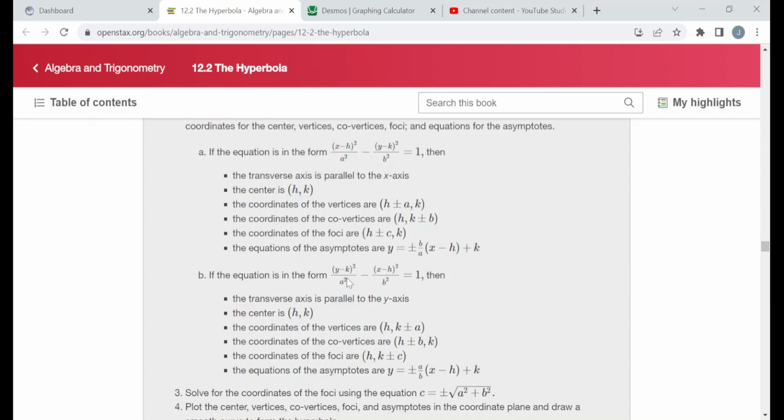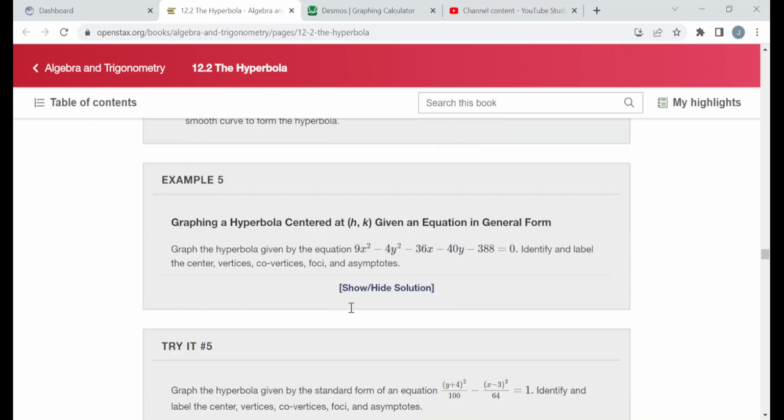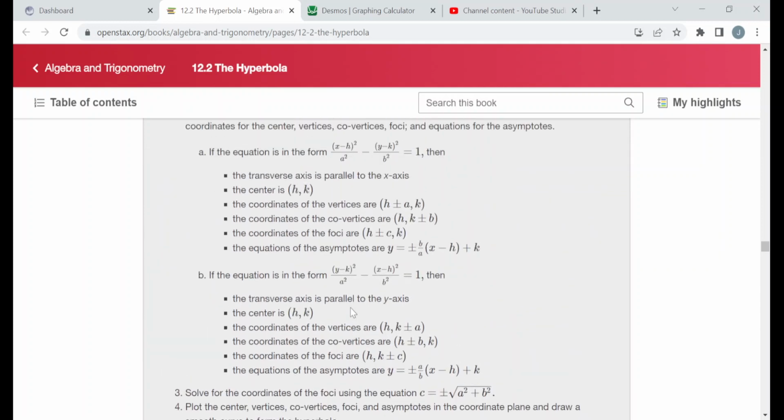Now if you switch it, if you have the y squared term first, y minus k squared over a squared minus x minus h squared over b squared equals 1. If the y squared term is first in the standard form, then the transverse axis is vertical, parallel to the y-axis. And in this case, the curves of the hyperbola will open up and down. The vertices will be above and below the center, the foci above and below the center, and so on. All right, they have some pictures down here. No, they don't. I think their pictures are earlier.